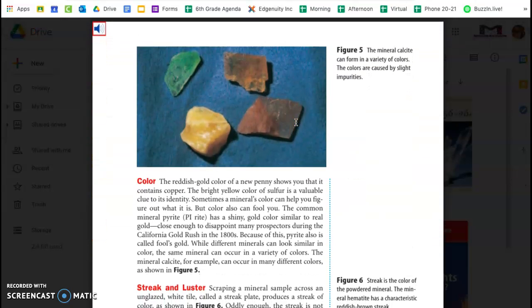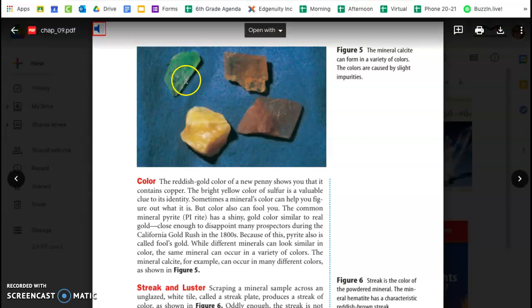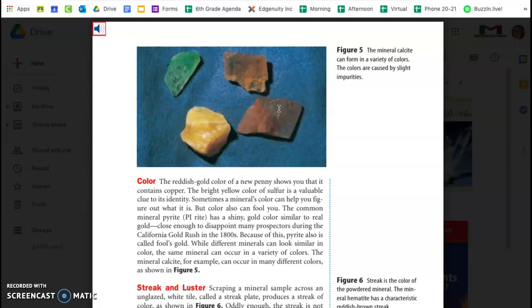The next term that we're looking at for mineral identification is color. Color is the first thing that we're going to look at. Normally it's listed first. Your book did not list it first. Like you're going to see, that's a green mineral. That's a yellow mineral. These are reddish colored minerals. So the first thing that you're going to notice about a mineral is its color.